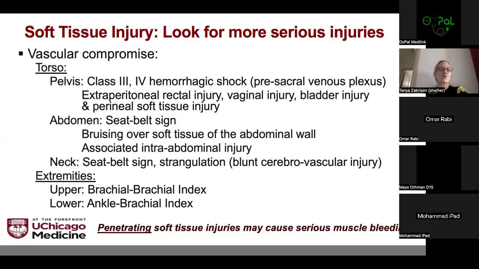vascular surgeons or trauma people that will look at the extremities, and probably not very relevant now, but still important. And again, penetrating soft tissue injuries can still cause serious muscle bleeding, and that might actually need direct suture ligation, exploration in the operating room. So even though it's just muscle bleeding, it's not something I would find in the primary survey. I still want to be aware of it because it can actually keep bleeding.